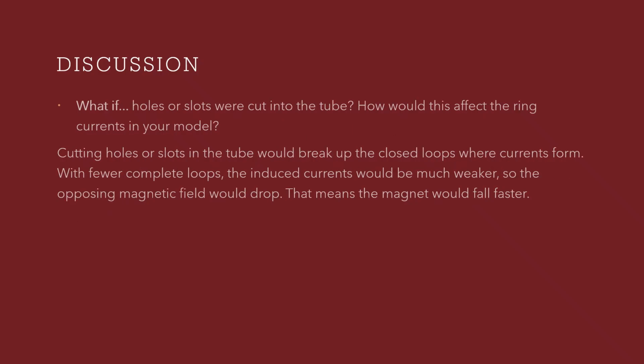Cutting holes or slots in the tube would break up the closed loops where currents form. With fewer complete loops, the induced currents would be much weaker, so the opposing magnetic field would drop. That means the magnet would fall faster.